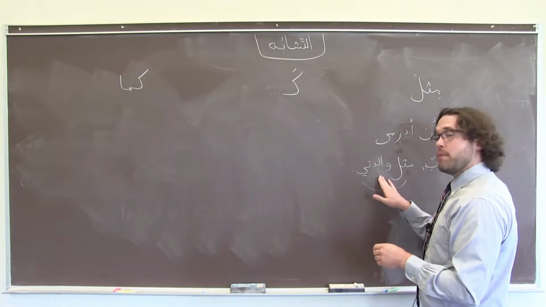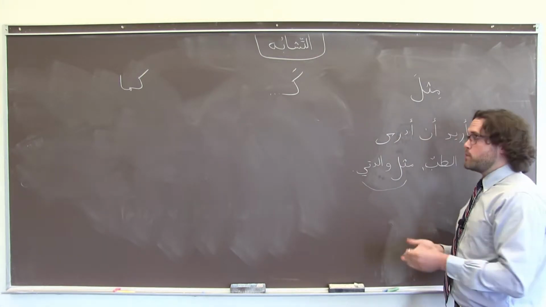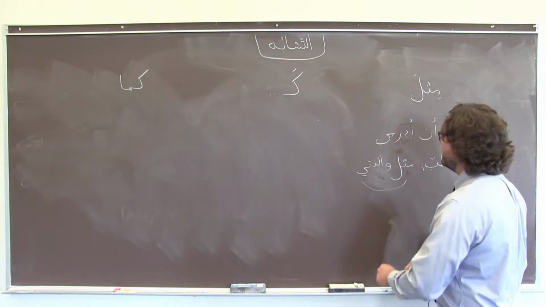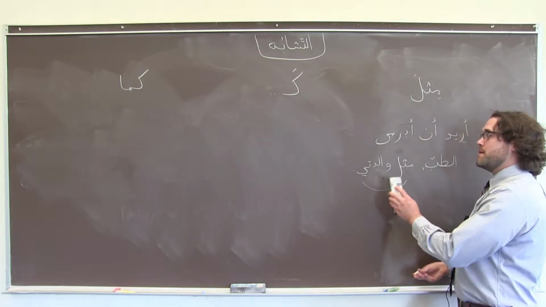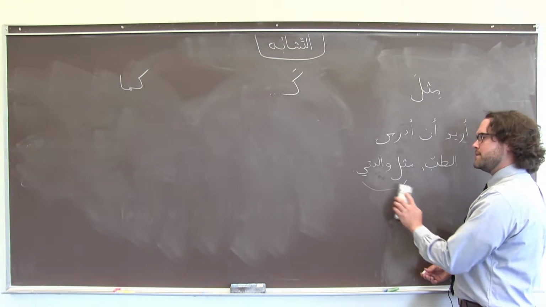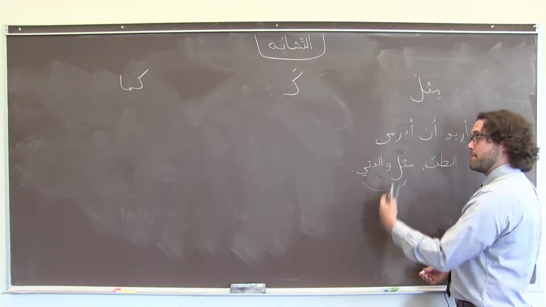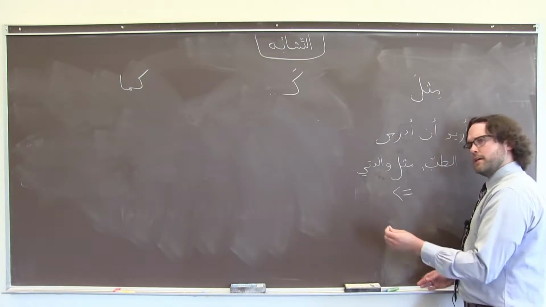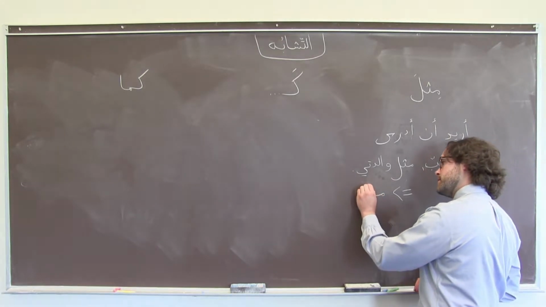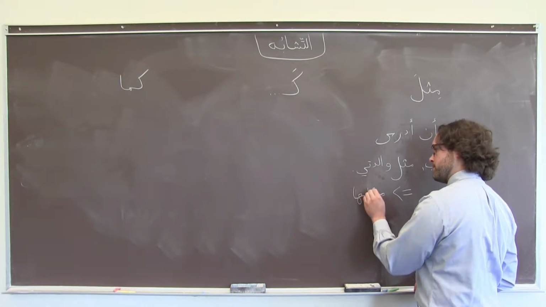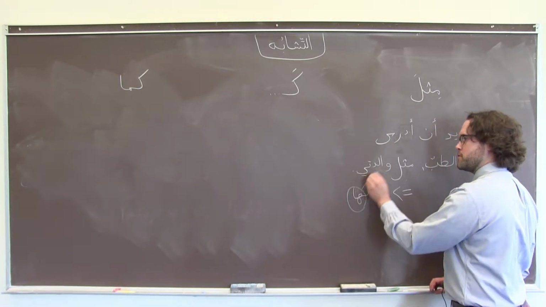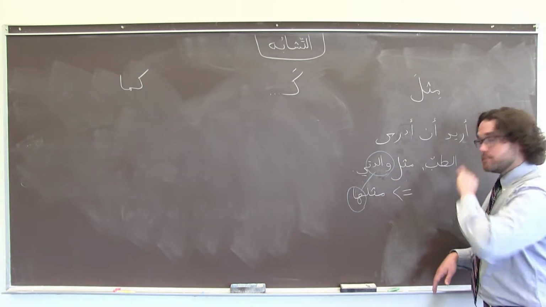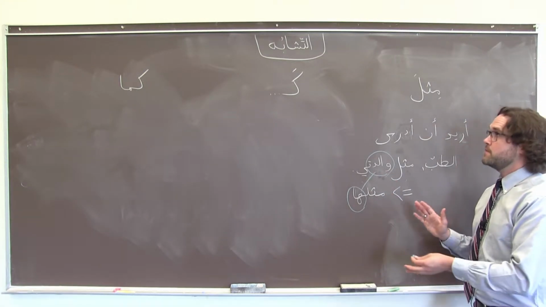Mithla can be followed by a noun or a pronoun. So if we were already talking about my mom and how much I admired her and wanted to be like her, I could say instead, I want to study medicine like her. And to say like her instead of like my mother, I could instead express it as mithlha, where the ha refers back to hiya, my mother. Pretty simple.